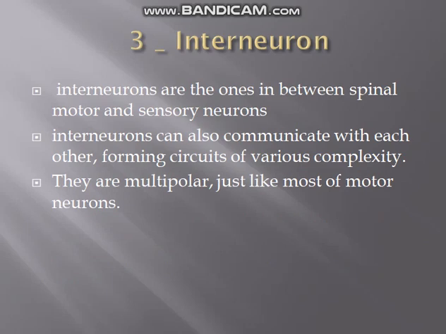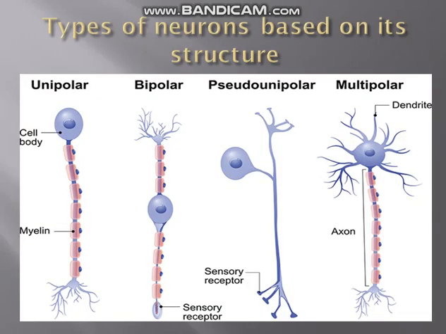3. Interneuron. Interneurons are the ones in between spinal motor and sensory neurons. Interneurons can also communicate with each other, forming circuits of various complexity. They are multipolar, just like most motor neurons. Types of neurons based on structure: unipolar, bipolar, pseudo-unipolar and multipolar.